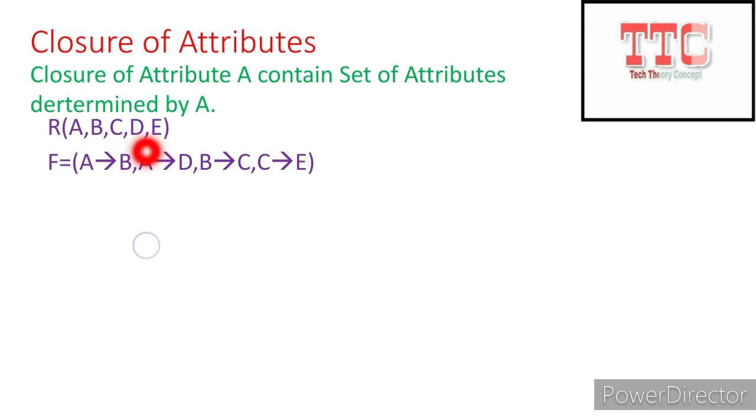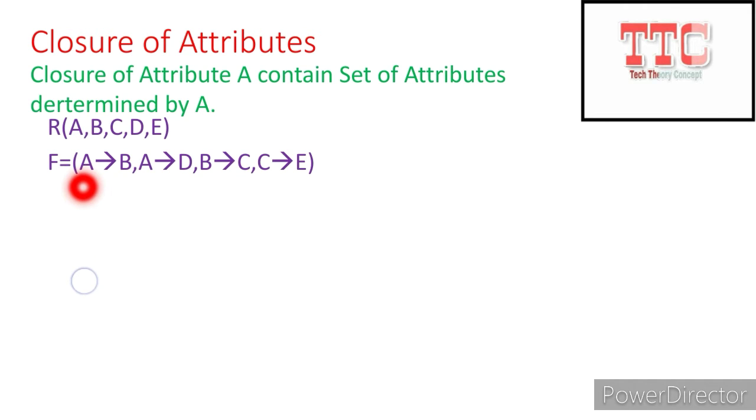In this video, first we will see how we can find the closure of any attribute. Then I will discuss one trick to find any attribute closure. In our next video, we will see how we can find the number of candidate keys in a relation. Suppose we want to find the attribute closure of A.